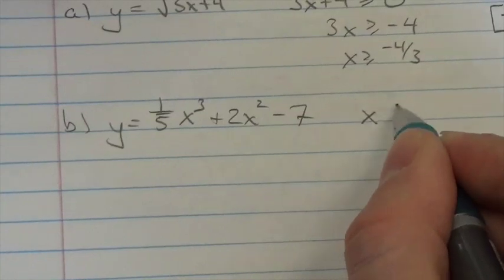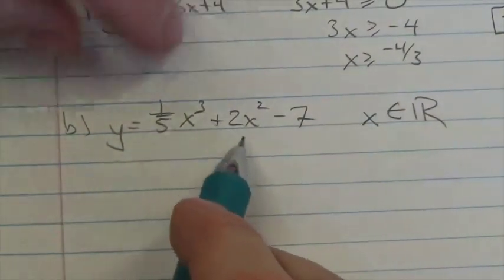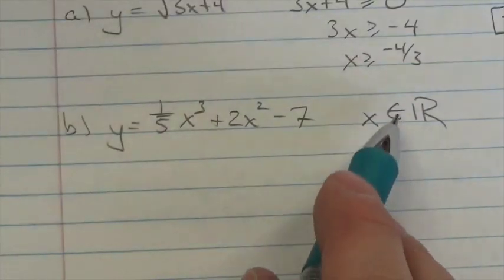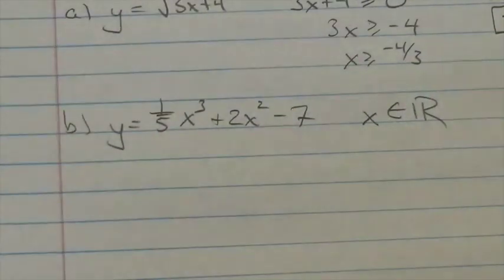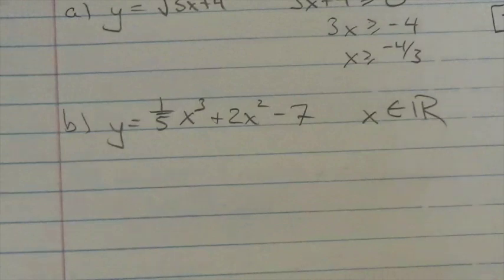So our domain, the best way to write that is simply to say that x, those x's right there, are elements of the real numbers. Doesn't matter what real number you pick. You can pick any number out of the real numbers and that'll work. So it's all real values there. That's the nice thing about polynomials.